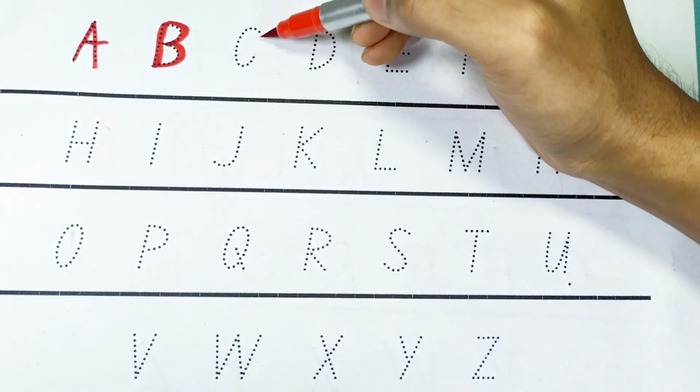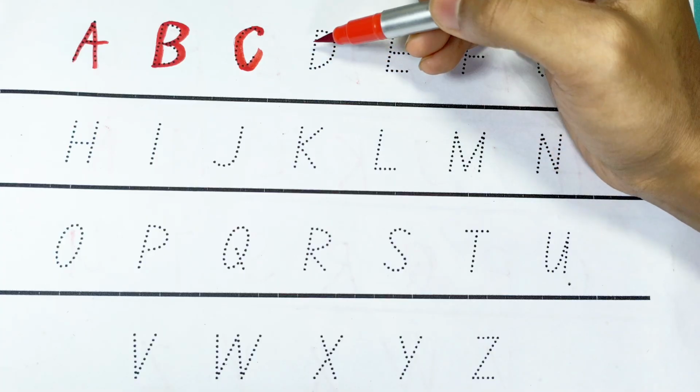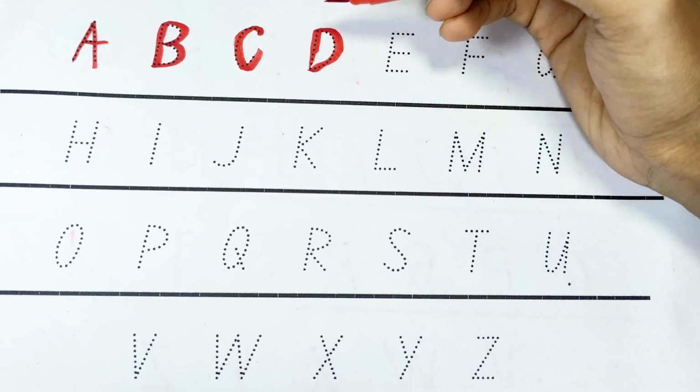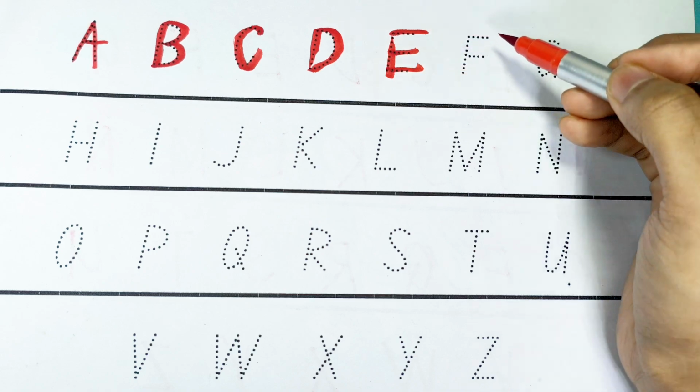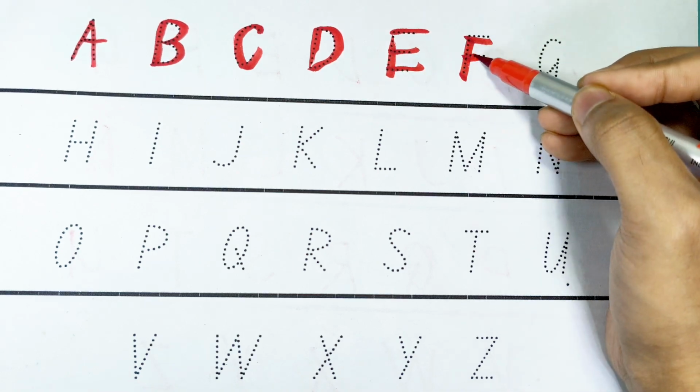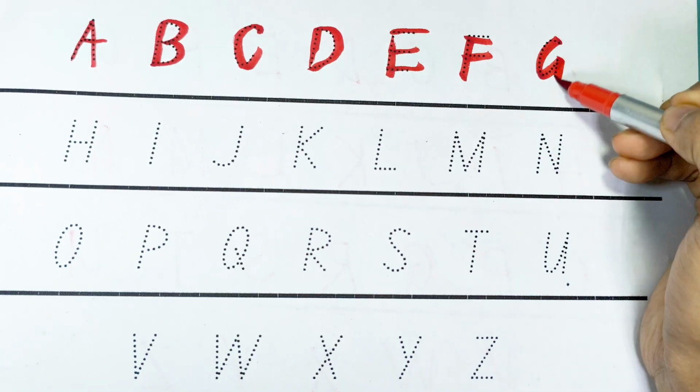A for ant. The next one is B. B for ball. C for cat. D for dog. D for doll. The next one is E for egg. F for fish. F for fan. Stay with us. G for God.